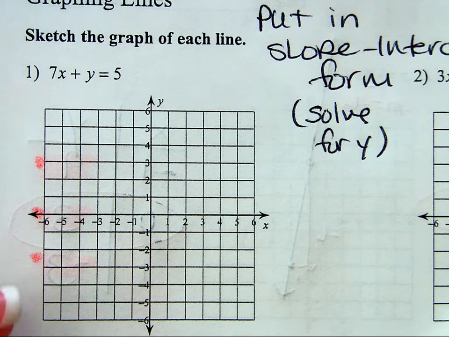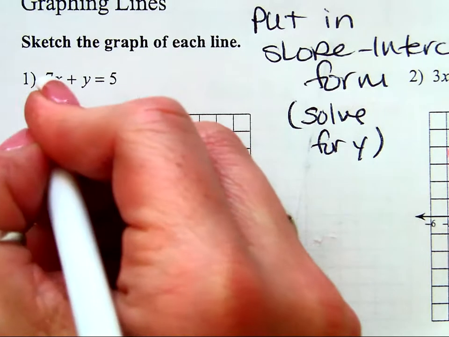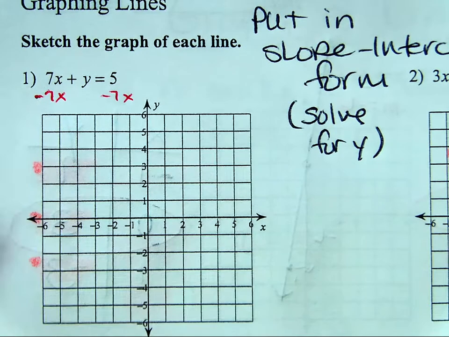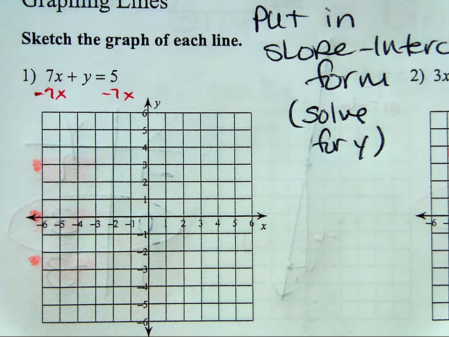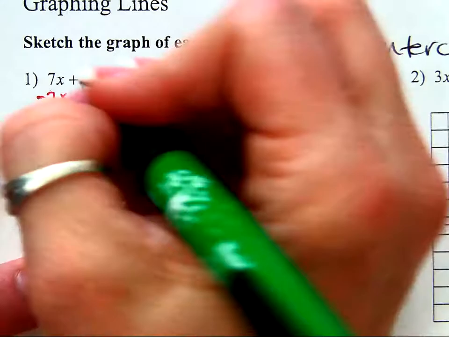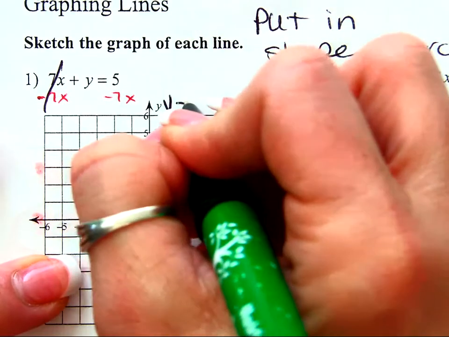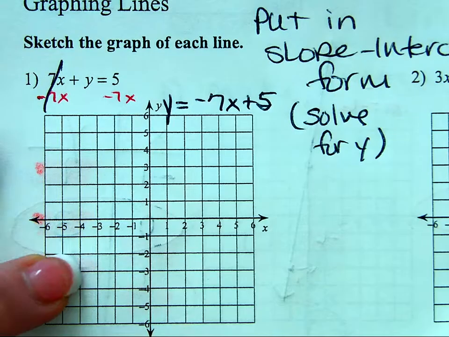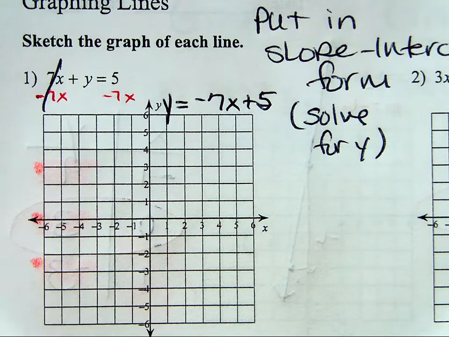Get y by itself. Cancel out. Please don't skip this step. A lot of you are skipping that, and you're getting your sign wrong on the other side. So this then becomes a brand new equation, negative 7x plus 5. And now that it's how I want it, then you make your table of values.